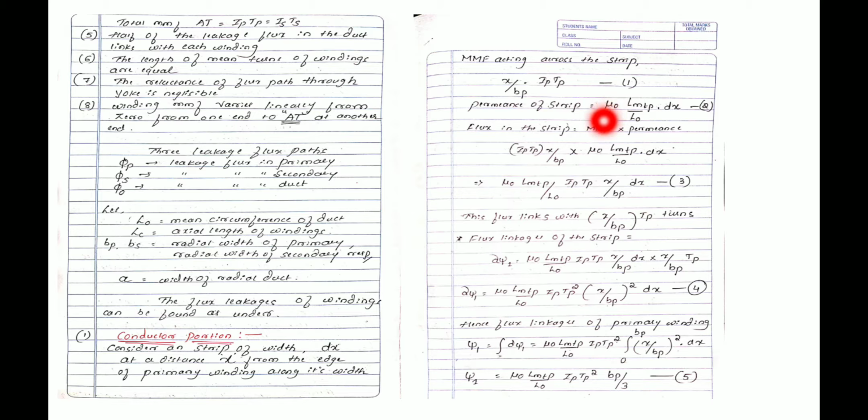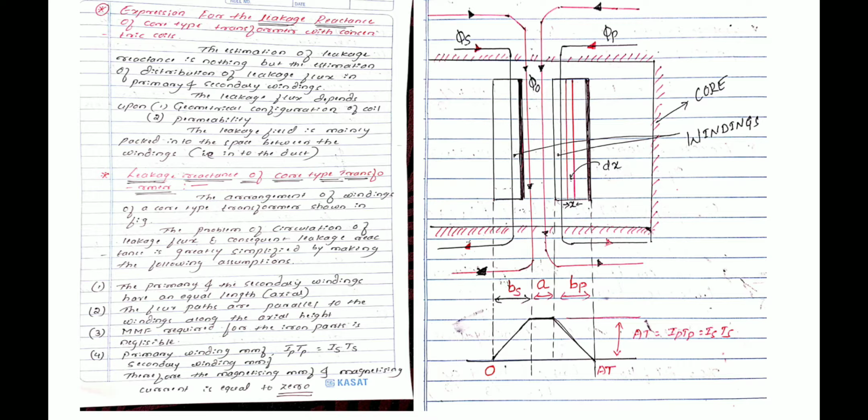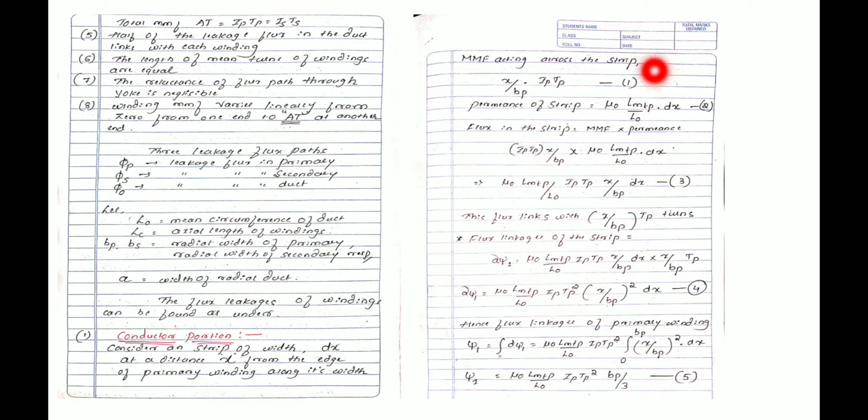So here I have taken mu naught, mu. Then L is the length. Which side are we doing now? The primary side. The length is the length of mean turns in the primary, LMTP, divided by L naught, which is the mean circumference of the duct, and the strip is at a distance of dx. So mu naught LMTP divided by L naught into dx gives the permeance of a strip. Call this equation 2.